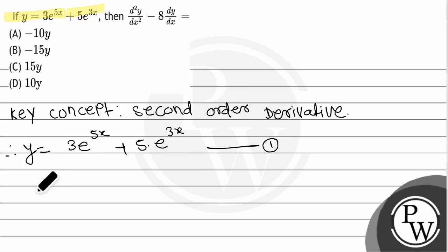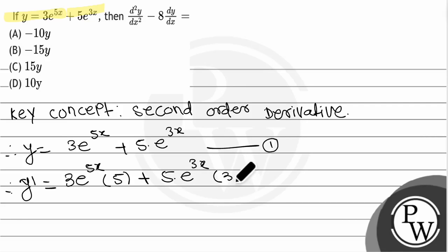Guys, remember the equation numbers because we have to make some little arrangements that will be very useful to solve this question. So first differentiate. So y dash equal to 3 into e to the power 5x into 5x derivative is 5, plus 5 into e to the power 3x into 3x derivative is 3. So your y dash will be 5 3s are 15 into e to the power 5x plus 15 into e to the power 3x. This is the y dash value, right?